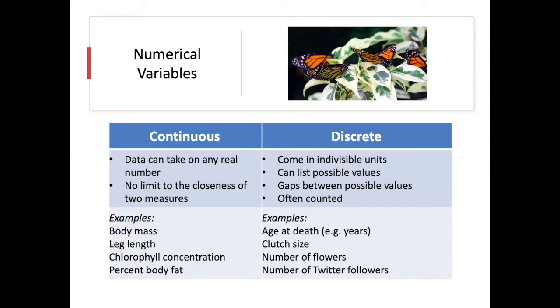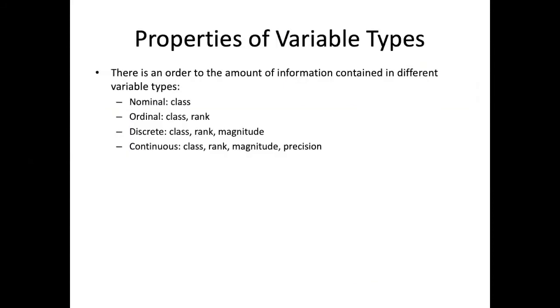So for example, a continuous numeric variable might be body mass or leg length or percent body fat, whereas discrete numeric variables might be things like clutch size or the number of flowers, or the age at which an individual dies as measured in years. There are some important properties of these variable types that are worth talking about. The first is that there is a logical order to the amount of information that's contained in each variable type. Nominal variables contain information only about the class of an observation, whereas ordinal data include both the class and the rank.